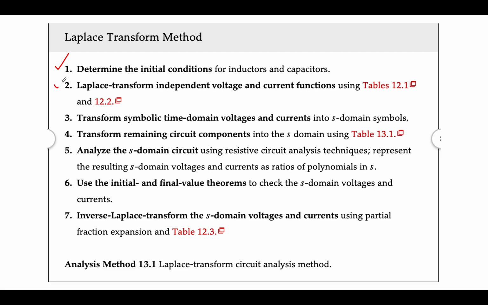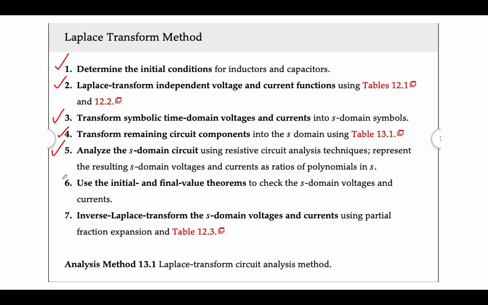You then do a Laplace transform of independent voltage and current functions. If we have DC, the DC source is going to be modeled like a constant times a step function. When we transform it, we have to transform that. When you have unknowns, I1, I2, I3 in the time domain, those become I1, I2, I3 in the Laplace domain. So all of the current and voltage functions would have to be transformed into S domain symbols. So that would be step 3. You then transform the remaining circuit components, so that would be the inductors and the capacitors, into their S domain equivalent. And then at this point, you just do a normal analysis of the S domain circuit.